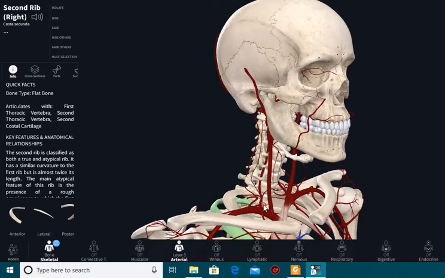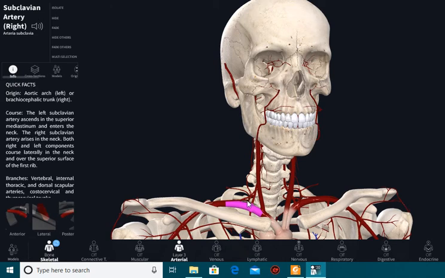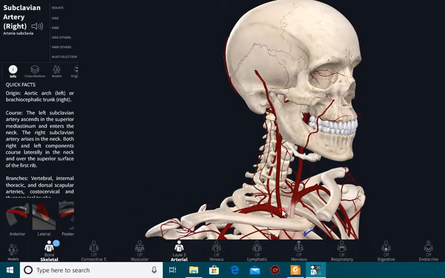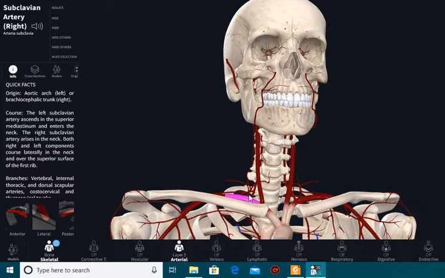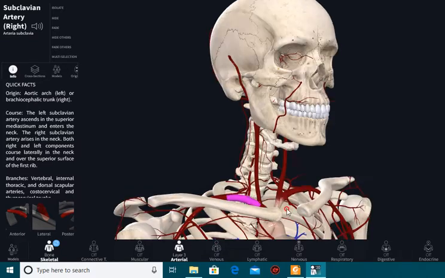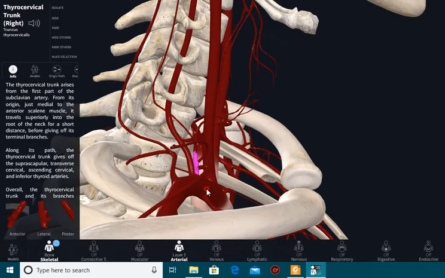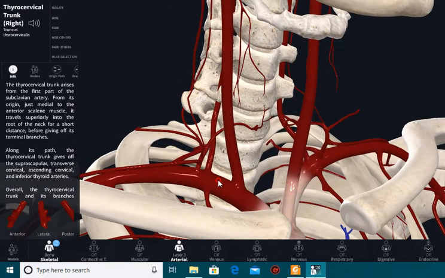The second portion here is called the costo. It's not the ribs, it's the second portion here. This one here is a costal trunk, costocervical trunk instead. So we have the second one, which is the costocervical trunk, and the last one, which is the thyrocervical trunk. So here instead is the thyrocervical trunk, and this last one here, if you visualize closely, you see that here is the brachiocephalic trunk.